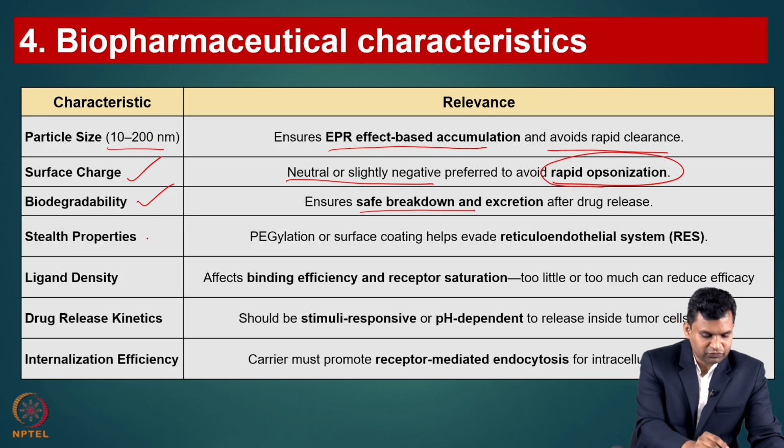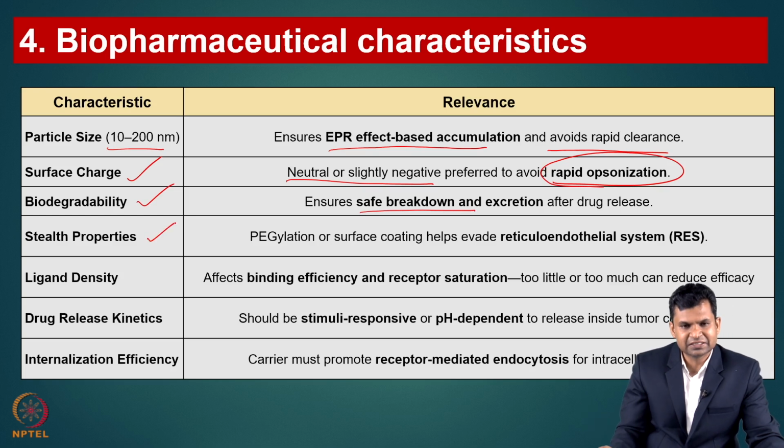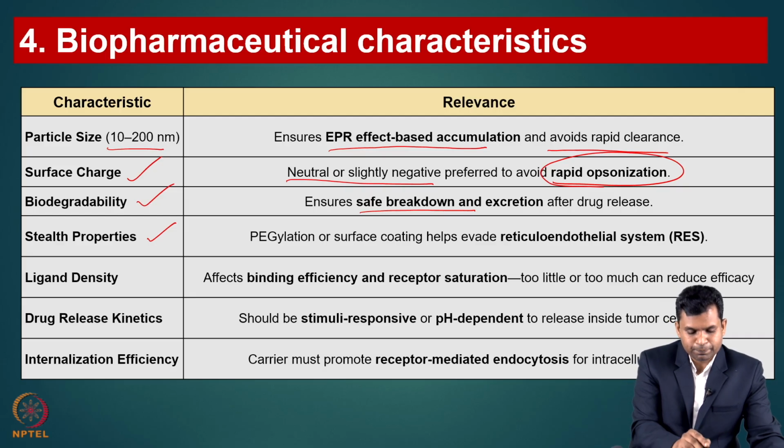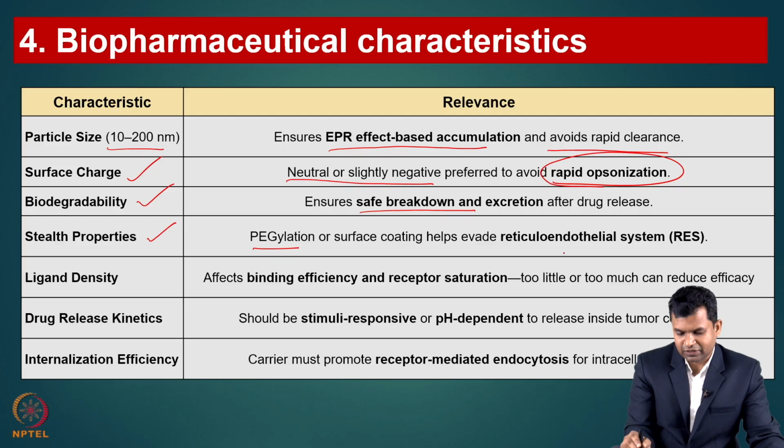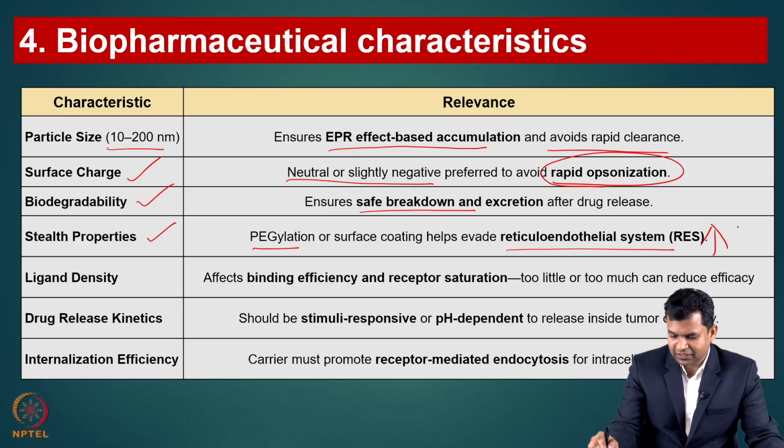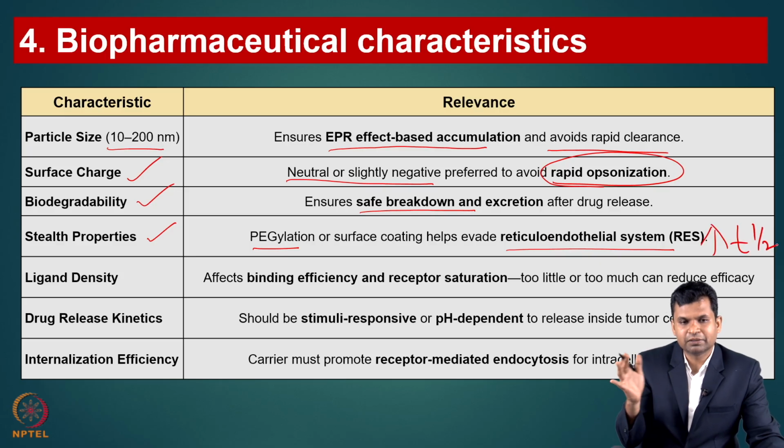Now, the fourth one is stealth properties. This we have already discussed in the various types of liposomes. PEGylation helps improve blood circulation by avoiding the RES, the reticuloendothelial system. With this you can expect a long half-life compared with non-PEGylated systems. So, this will work as a surface coating.